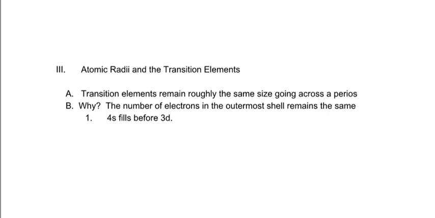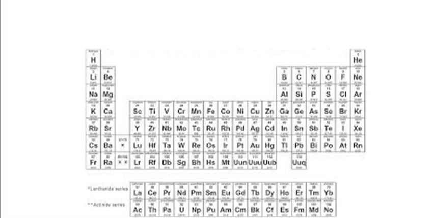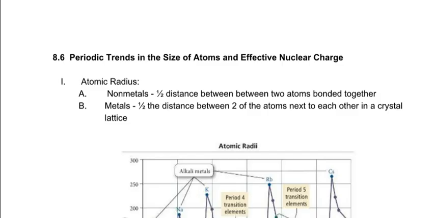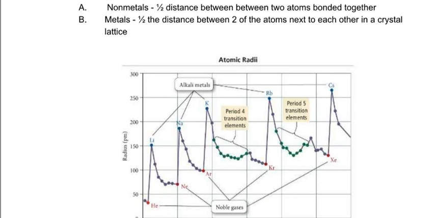It's atomic radii and the transition elements, okay? Why do we need to look at the transition elements? Well, if you go back and look at this, what do you notice in here? These are your transition elements, okay? So there's a little bit of a blip in these guys, all right? And so not much of a change, but you can see there's a little bit of a change.